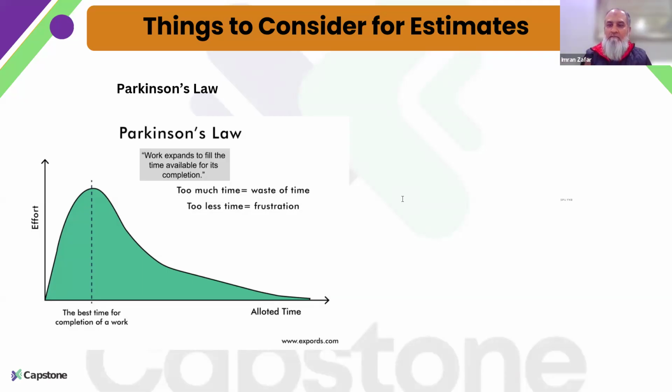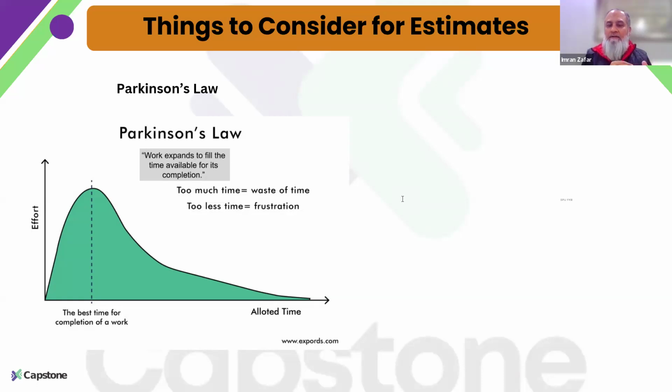If I am given a week by my boss to complete a report, I will make sure that I'm utilizing the entire week. Maybe in the first 2 days, I'm doing nothing, relaxing. I know this is a small task. I can complete it easily in the remaining days. So this is what Parkinson's law states.